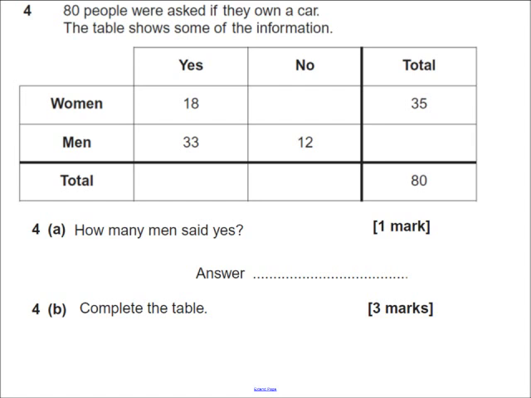Question 4. 80 people were asked if they owned a car. The table shows some of the information. Question 4a asks, how many men said yes? So this is quite simple. Go to the table and go from men, across, and then down from yes to get the answer 33. Nice and straightforward.